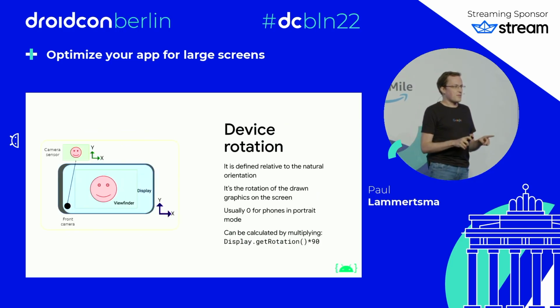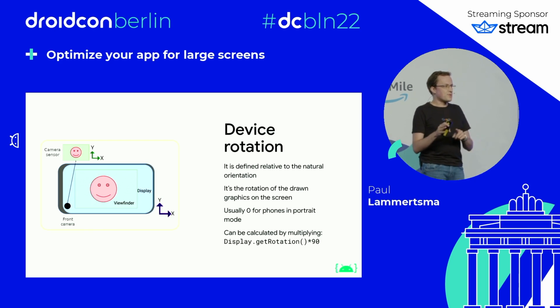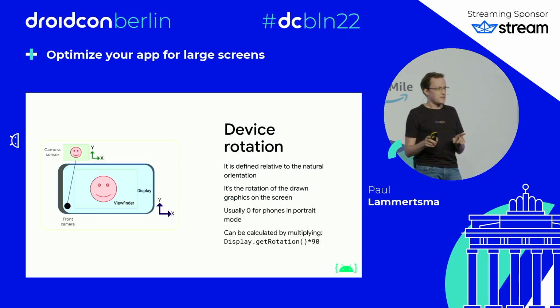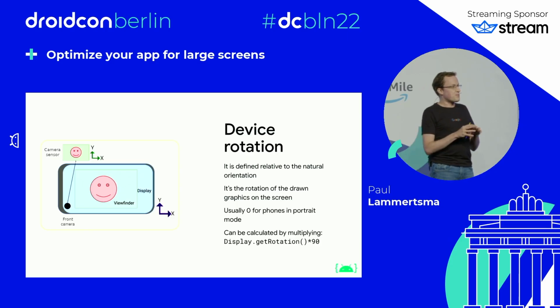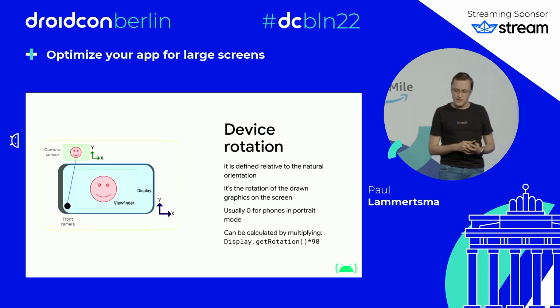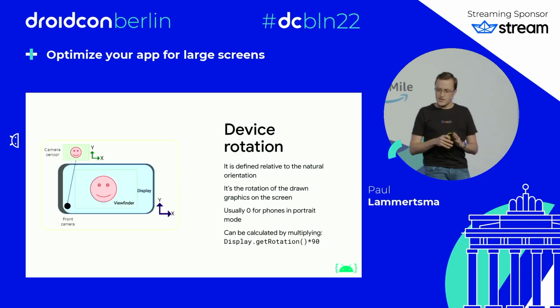Now, the other concept that I wanted to talk about is the device rotation. The device rotation measures how much the device is physically rotated from its natural orientation. Since we usually only want to handle 4 orientations, we can consider these angles as multiples of 90, and get the information by taking the value from display.getRotation and just multiplying that by 90.